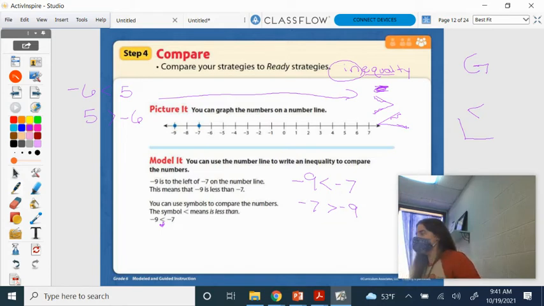Do you want to do the number 6? Yes. Number 6. I didn't write it down, but I know it. I said it's bigger.